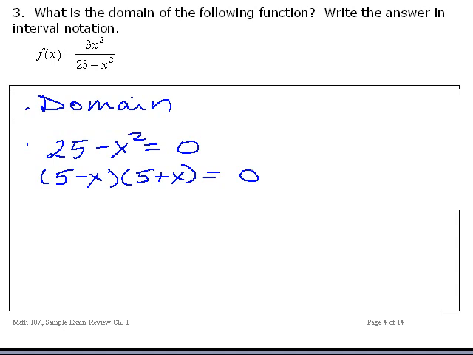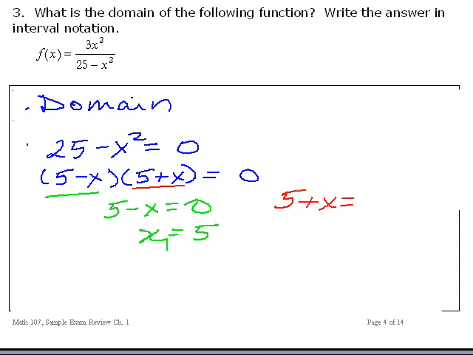All right? And set each factor to 0. So first I start with this one, and I set it equal to 0. 5 minus x equals 0. Obviously, if x equals 5, that's going to happen. So there's my first answer. Then go back here, look at the other factor, and set it equal to 0. 5 plus x equals 0. x equals minus 5 is my second answer. Why do I have two answers? I expect two answers because it's squared.